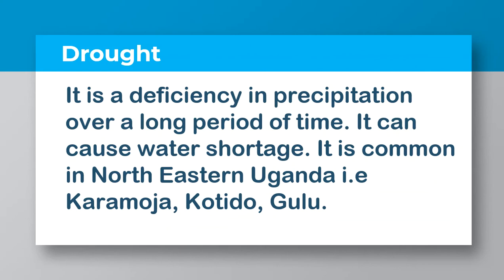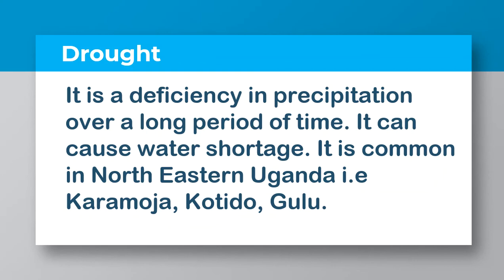When you hear the word drought, what do you mean? What do you think? Think of a long period of dry conditions, a long spell of no rainfall. That's what I'm defining as a deficiency in precipitation. And this usually causes water shortage. This kind of situation is common in the northeastern regions of Uganda.